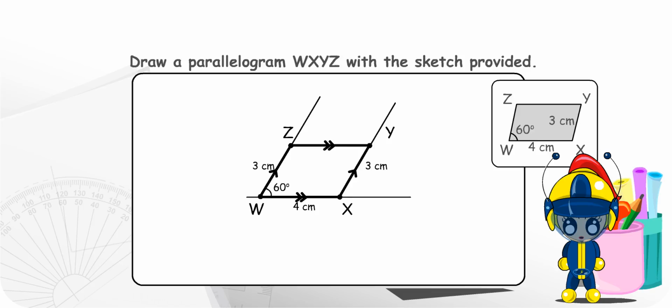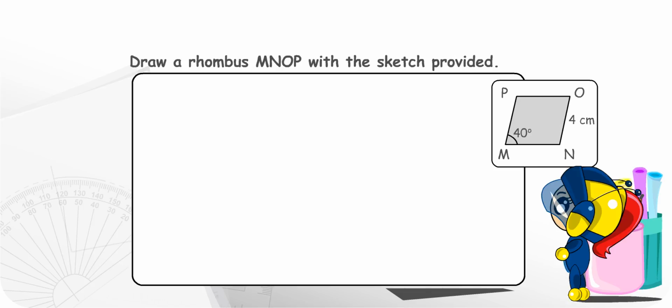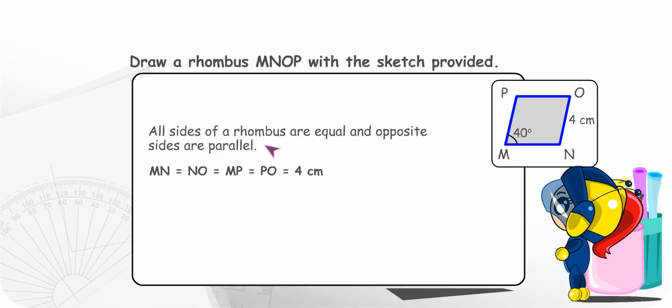So, is drawing a rhombus similar to drawing a parallelogram? Let's look at this question to find out. Draw a rhombus MNOP with the sketch provided. All sides of a rhombus are equal and opposite sides are parallel. As such, MN is equal to NO is equal to MP is equal to PO, which is equal to 4 centimeters. The steps are as follows.